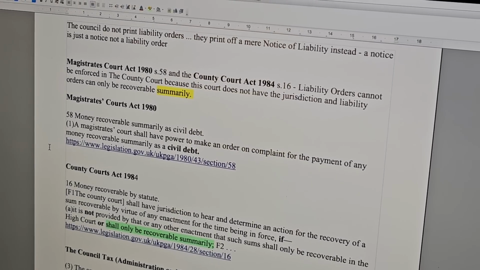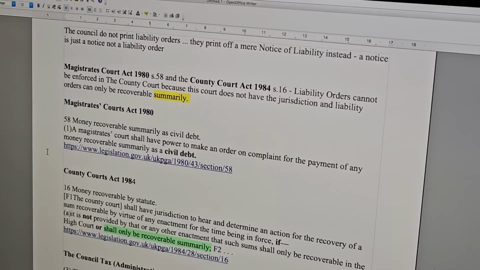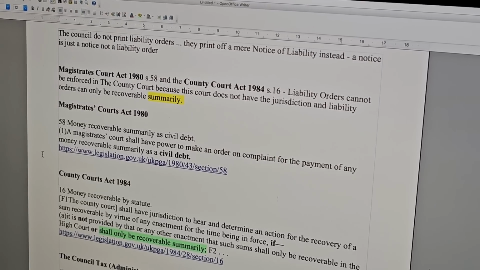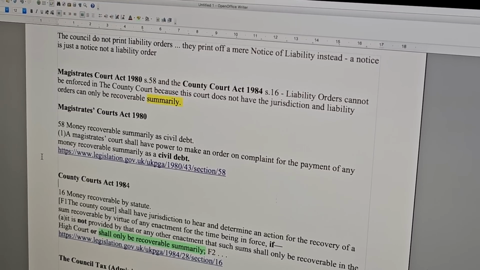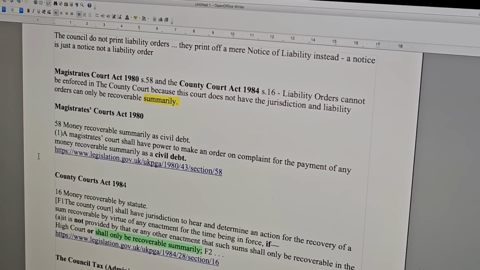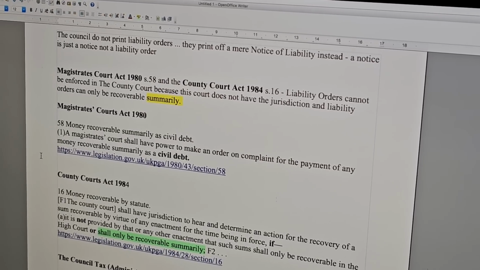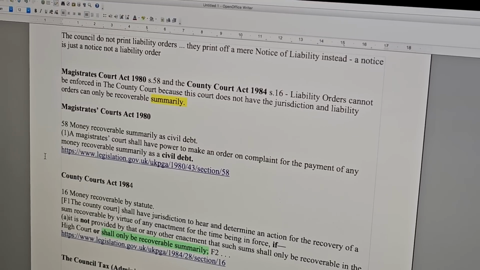So I'm here with Sheena, and Sheena is going to ask questions to discuss council tax, and we're going to look at whether the council tax has jurisdiction. Do the magistrates or county courts have jurisdiction over us to pay council tax? I'll let you.